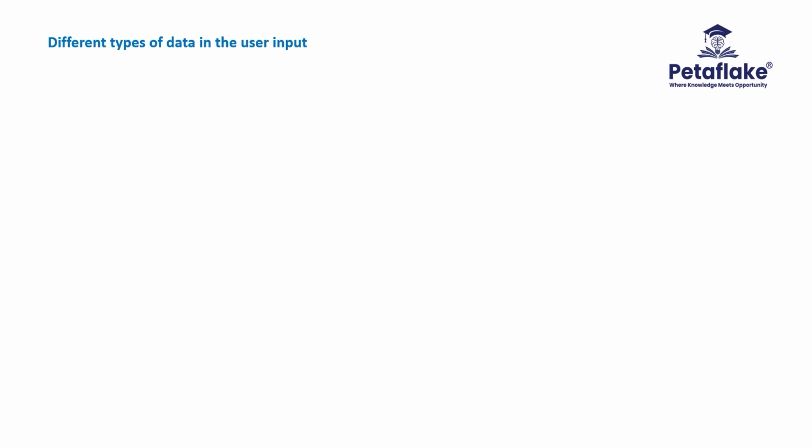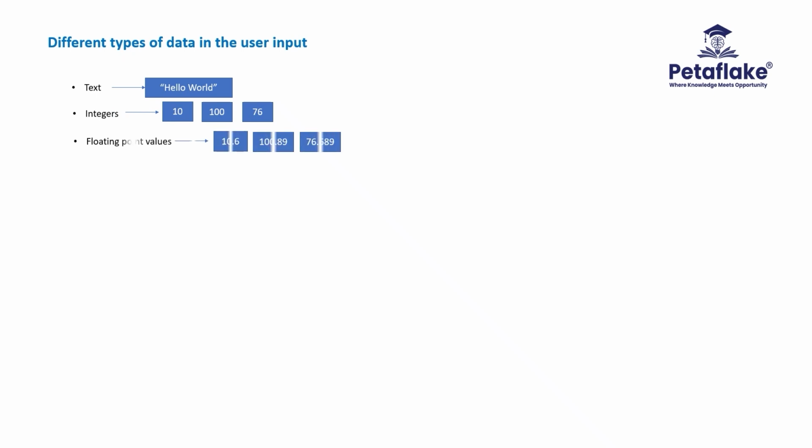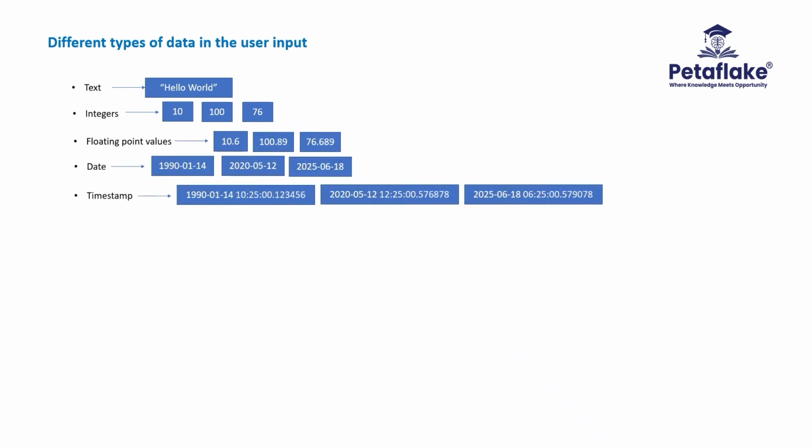There are multiple types of data available in the real world. Text data, integers, floating values, date values, timestamp values. Integer values are the numbers without decimal point values. Floating values are the numbers with decimal point values.